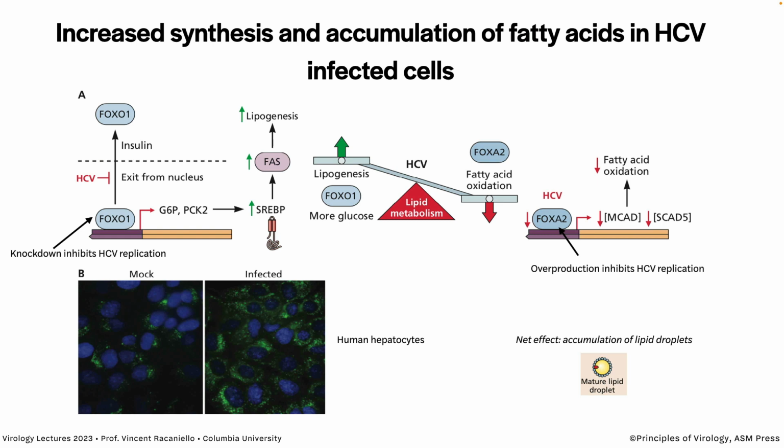On the other hand, the oxidation of lipids is carried out by proteins that are also encoded in the genome and driven by a promoter, in this case, which is responsive to a transcription factor called FOXA2. And Hep C infection lowers the amount of FOXA2 in cells. And if you overproduce that protein now in cells that are infected with Hep C, you drive oxidation and you inhibit Hep C replication. So you can see the virus is increasing synthesis, decreasing oxidation, and the net result is that you make these lipid droplets which are needed for virus multiplication.